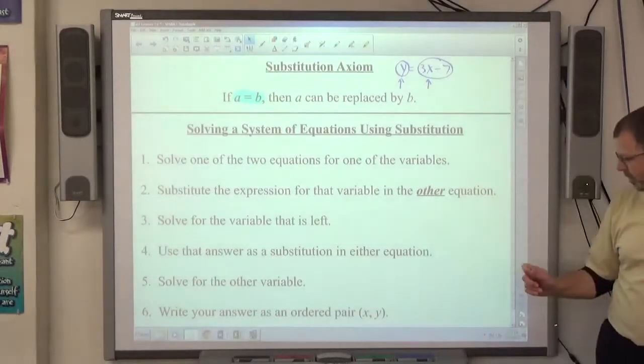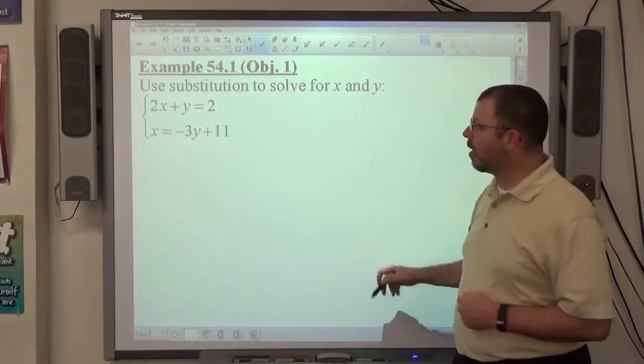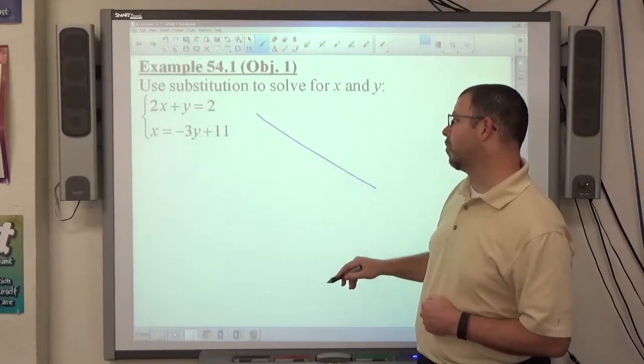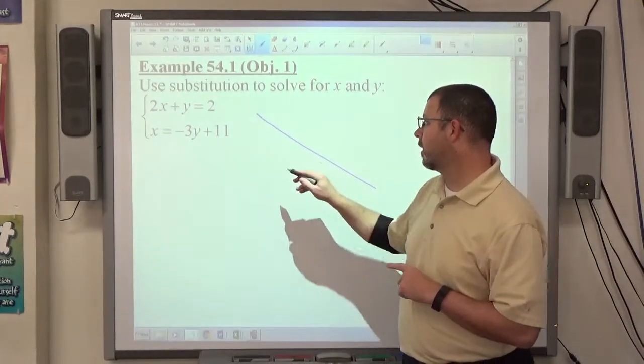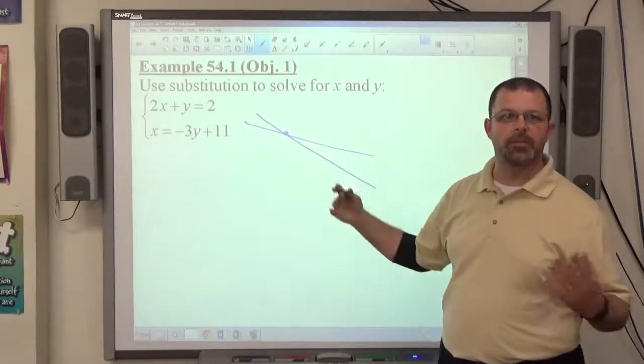If we're considering these linear equations that make lines, 2x plus y equals 2 makes this line. X equals negative 3y plus 11 would make a line like this one here. They're going to cross at some point. We're finding the point of intersection.